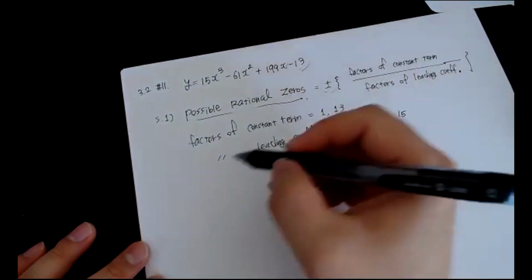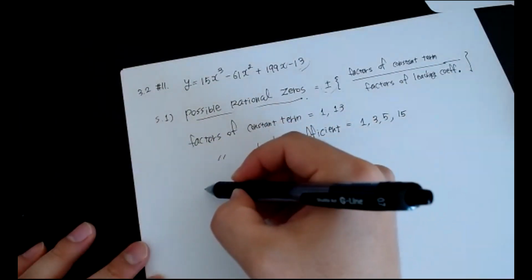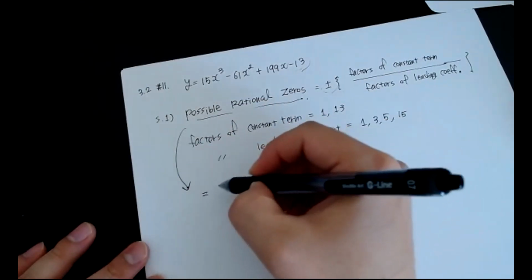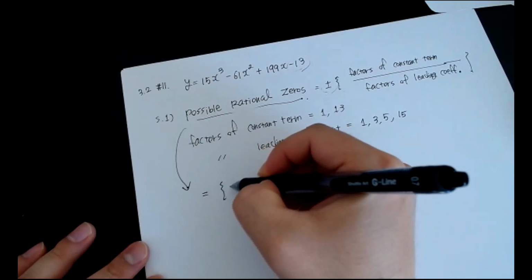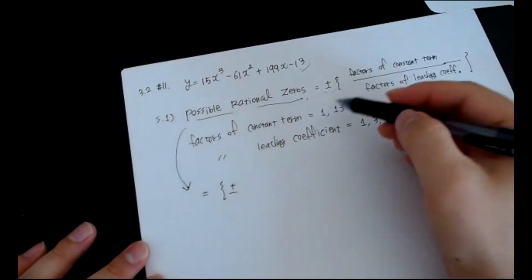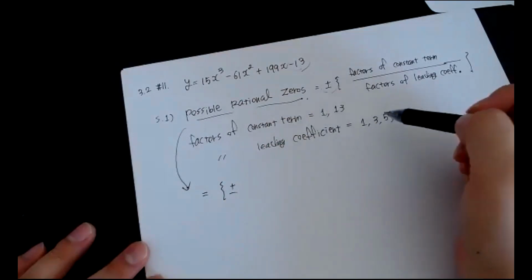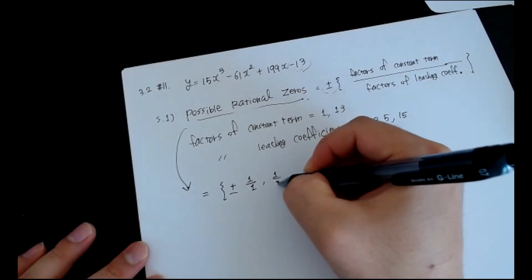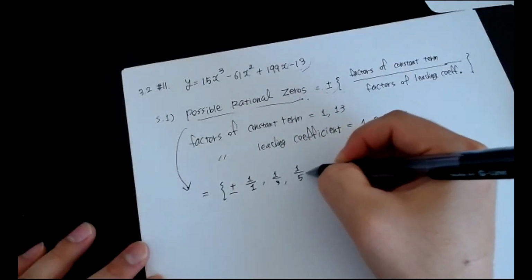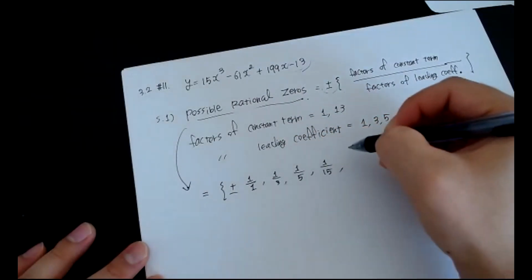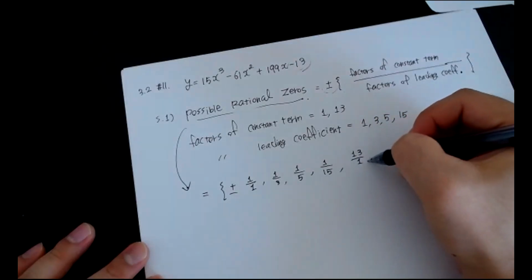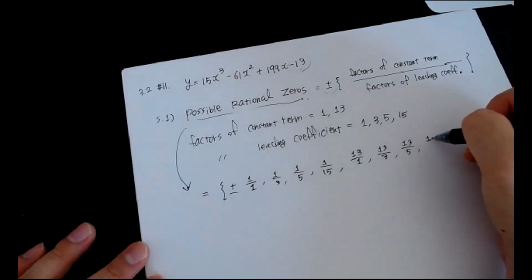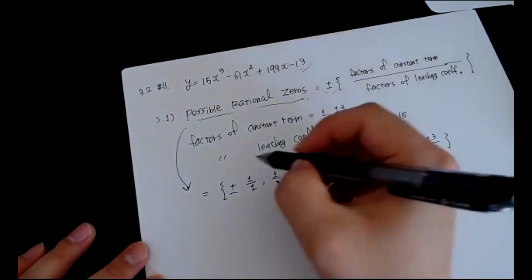So what are you going to do? The possible rational zeros are going to be plus minus 1 over 1, 1 over 3, 1 over 5, and 1 over 15, and then 13 over 1, 13 over 3, 13 over 5, and 13 over 15, with the plus minus sign here.